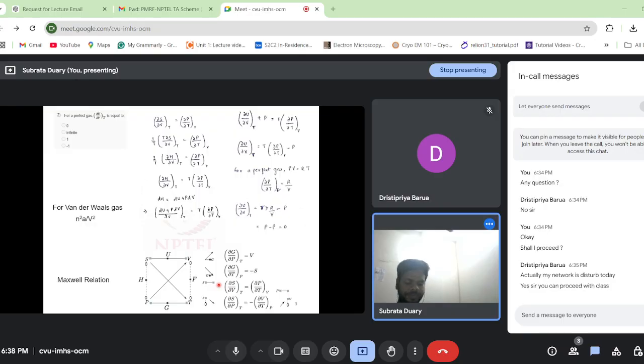Now if del U del V at constant T for a perfect gas is divided by del U del V at constant T for a van der Waals gas, and it is asked what is the value of this, that will always be 0, because for a perfect gas that is 0, for a van der Waals gas that is n square a by V square, which is not 0. So with the numerator 0 and the denominator non-zero, you are basically getting the value of 0. So this is the ratio for del U del V at constant T for a perfect gas as well as for a van der Waals gas.